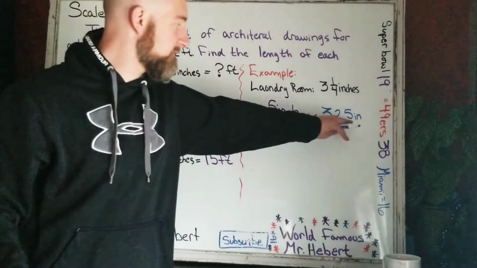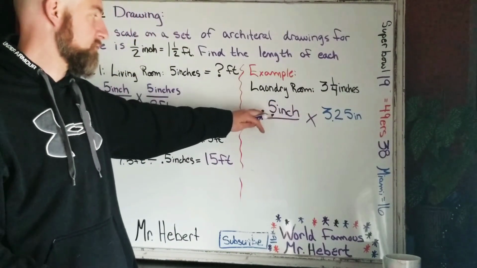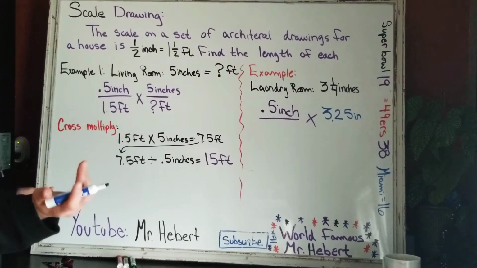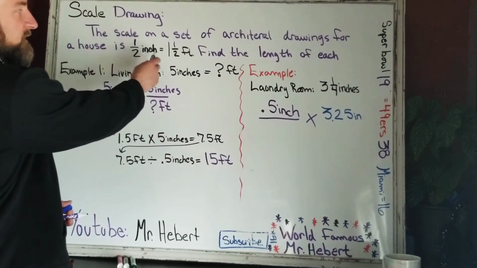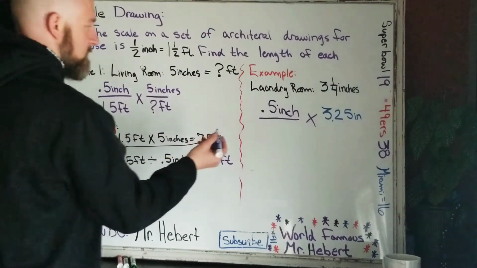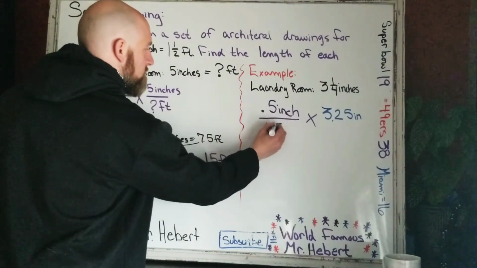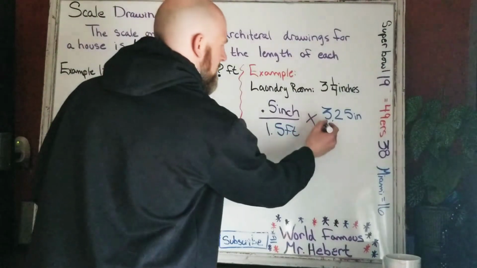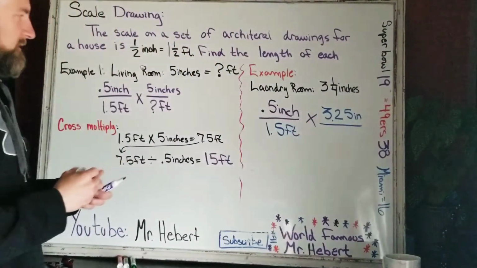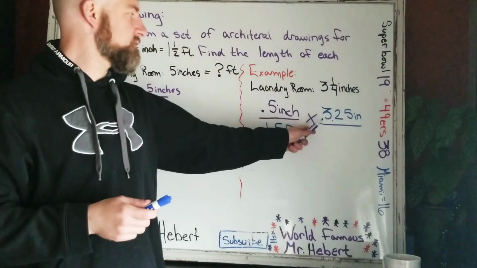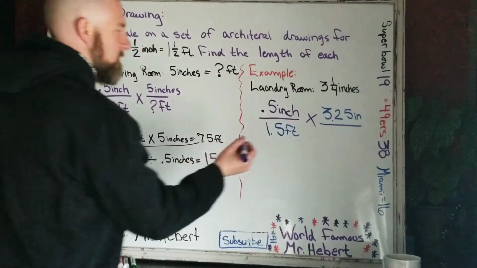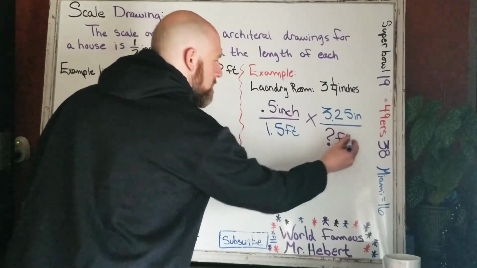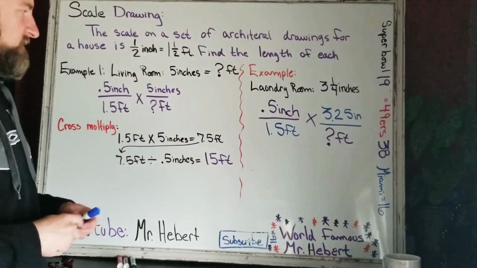Now you have to look. You see I still have the same label on the top of the numerator. So inches and inches. So on the bottom we're going to put our feet. And our original measurement for a 1/2 inch is equal to 1.5 feet. So on the bottom we'll put our 1.5 feet. And we need to figure out how many feet are equal to 3.25 inches. So this is our unknown right now. Something we don't know. That's what we're going to find out.